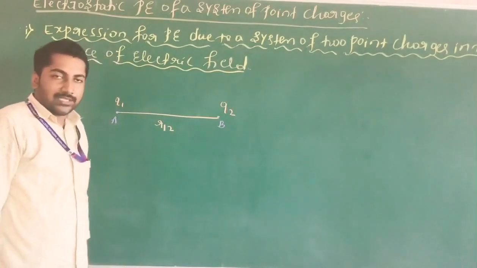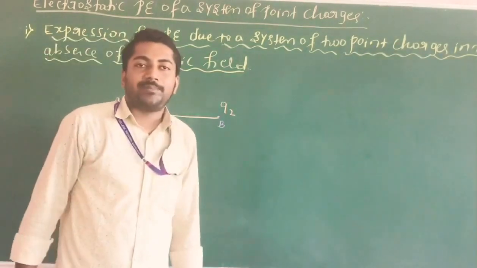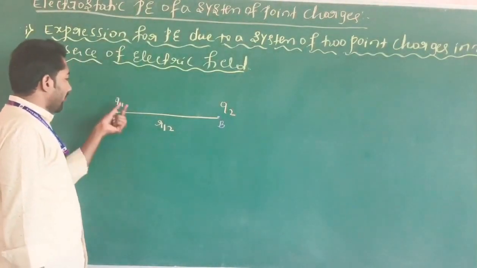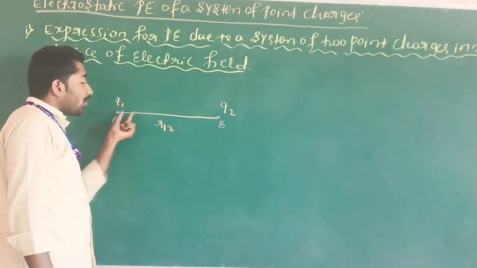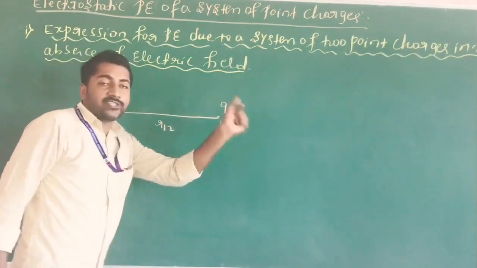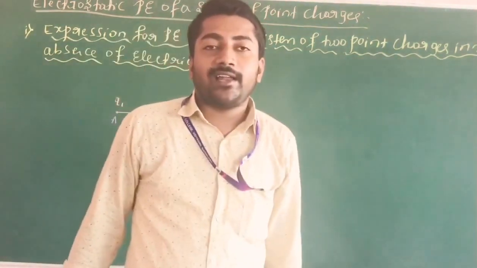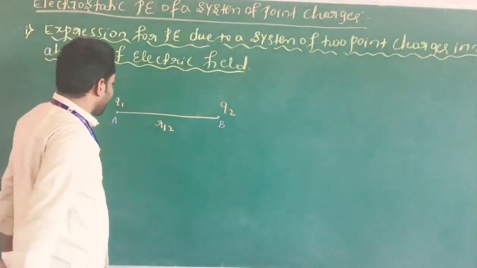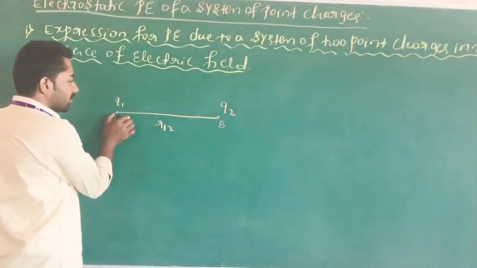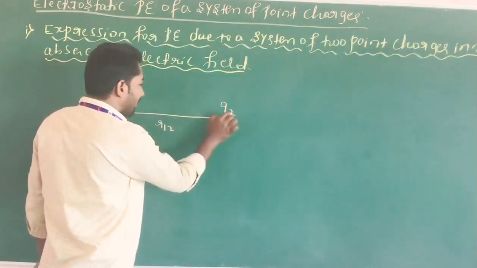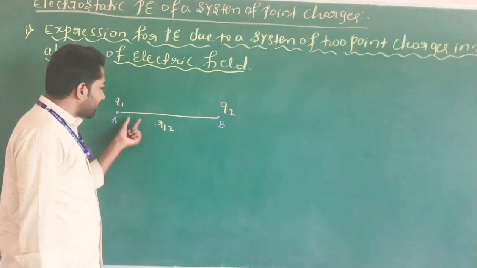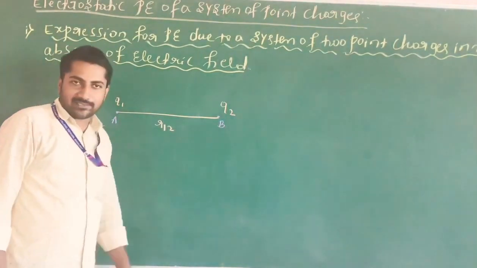But here, the amount of work done in bringing a unit positive charge from one point to another is stored as electrical energy, or electrostatic potential energy, in this system. Here, consider the system of Q1 and Q2. These are the 2 point charges at points A and B, and R is the distance between them.